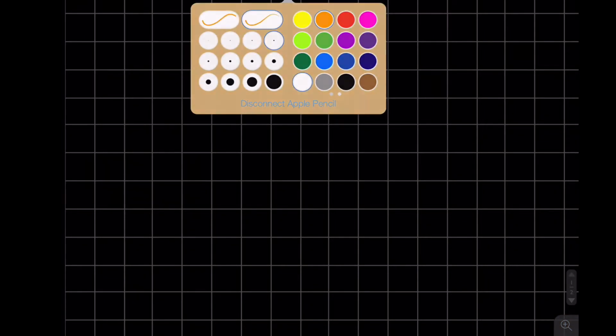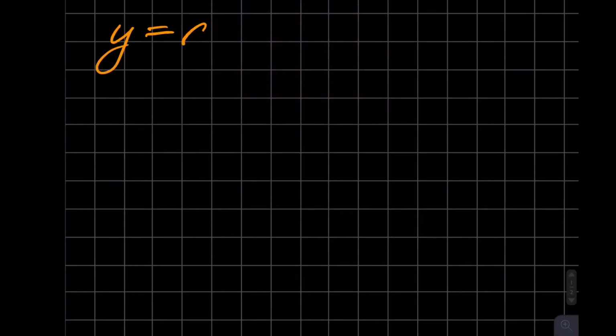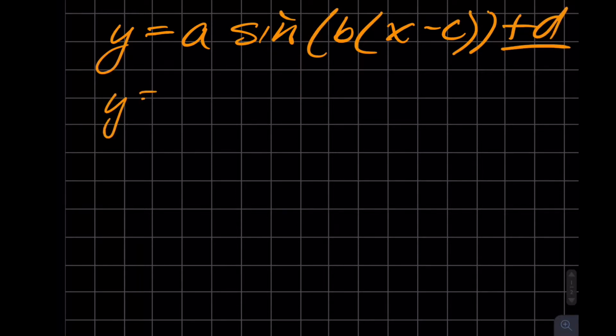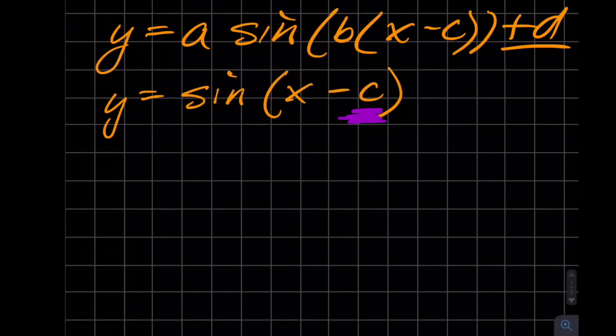So let's go back and look at this again. We had this written down, y equals a sine of b parentheses x minus c plus d. And so we've talked about that. Let's now just examine the following: sine of x minus c. The minus sign is part of the function, and the c is what shifts it.